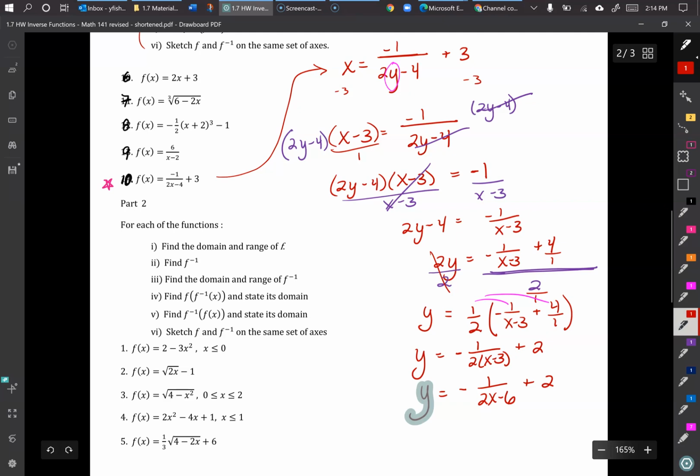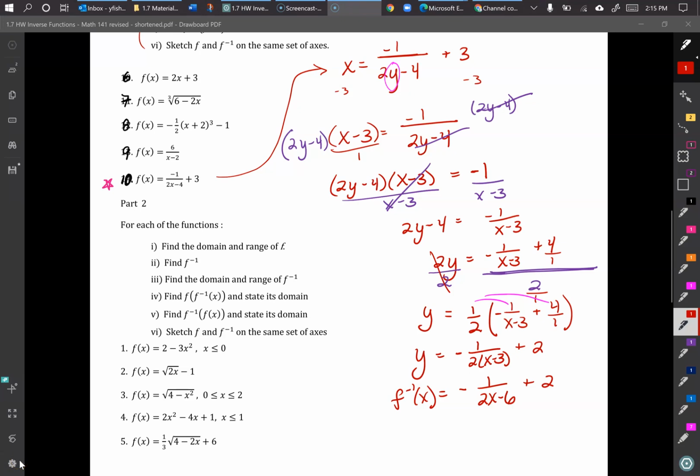So I'm going to then rewrite that as f inverse of x, just to be clear it wasn't the original f of x. So that was number 10. So a lot of steps on these. If you didn't get them all on your homework, that's okay. Just want to make sure that you have plenty of practice for this, because I find it's just something that you want to have be second nature.